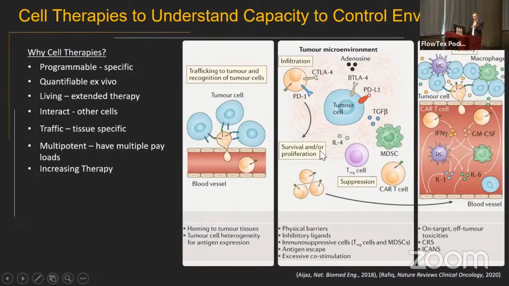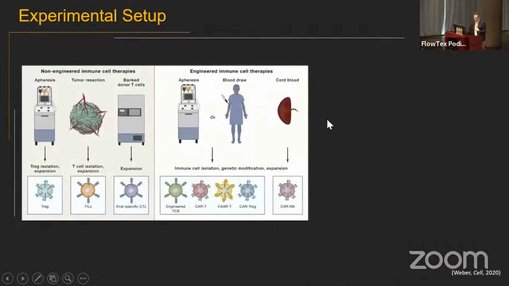And so a lot of these things are spatially related, and trying to understand why cell therapies work or don't work is, I think, a really important problem going forward. So I studied this within a mouse model. The previous two studies were within human data, and this is with mouse data.